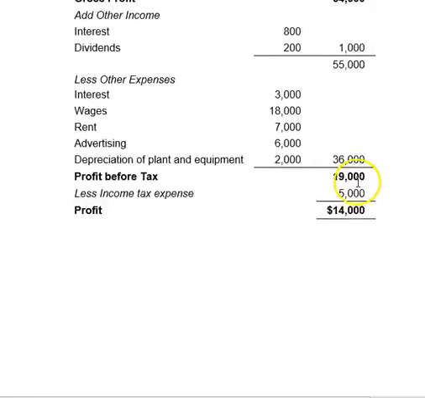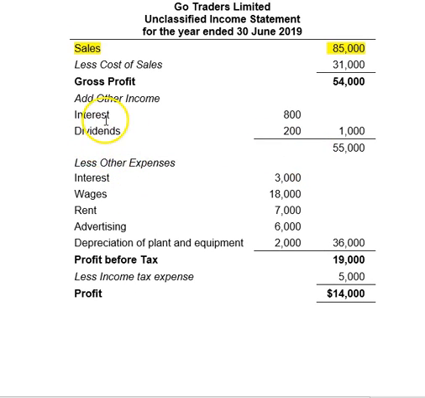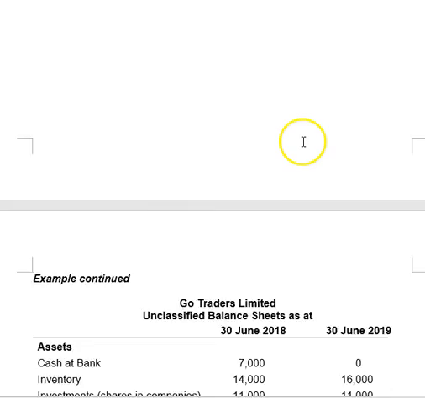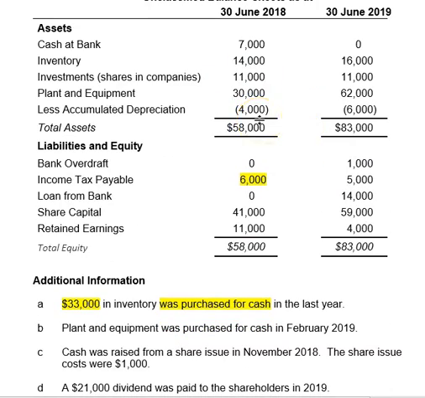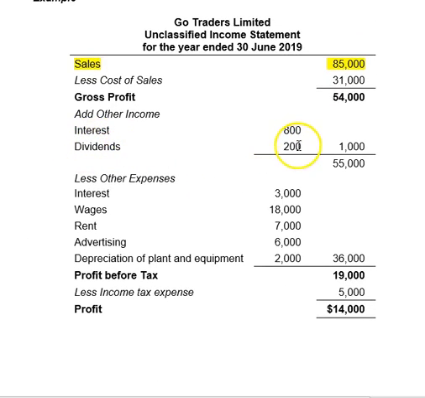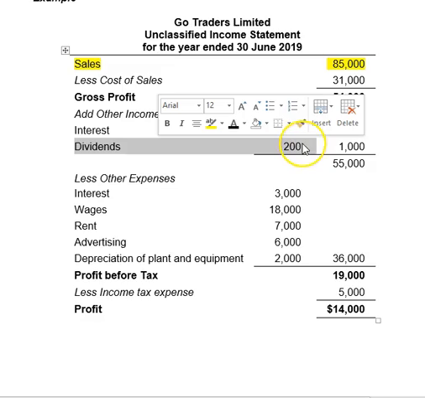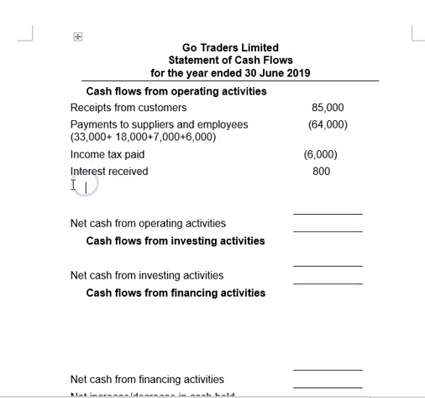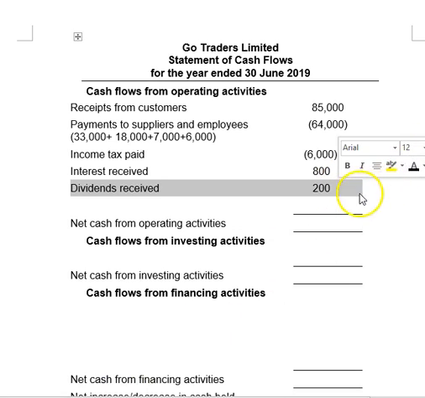So next we will go up and look at dividends. This is the dividend income that we have earned during this year. Same thing, we look at our balance sheet to see whether there is any accrued dividend income or unearned dividend income. Since there is none, this dividend income here is the amount that we have earned and received during that year. Sorry, dividends received, we will put in operating activities, and the amount is 200.